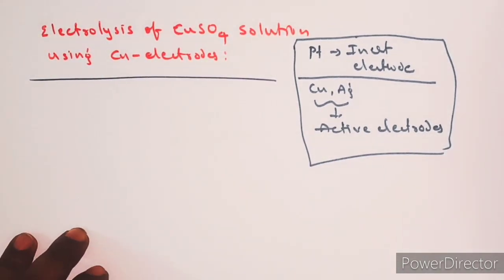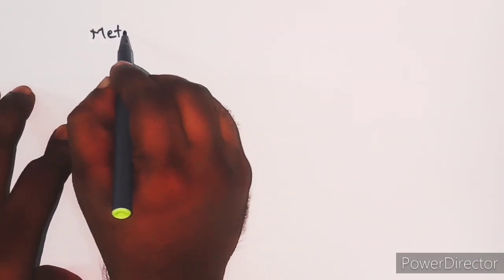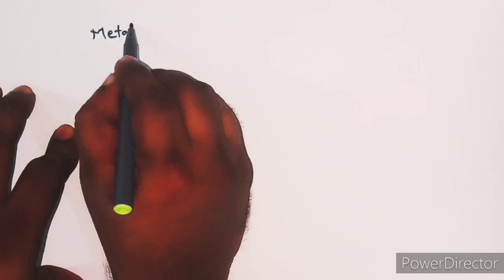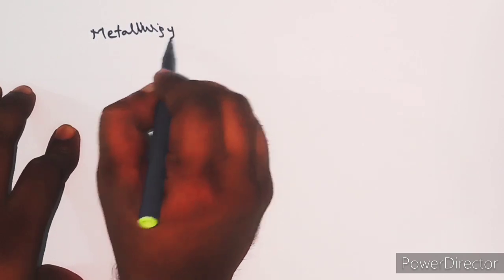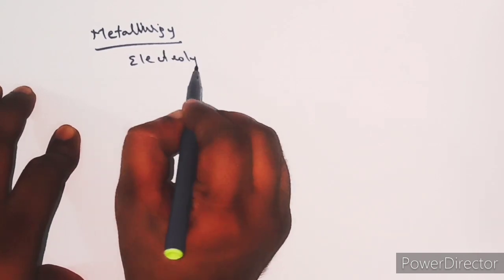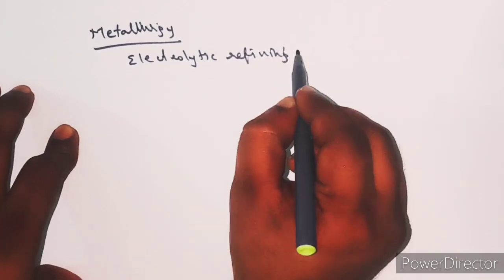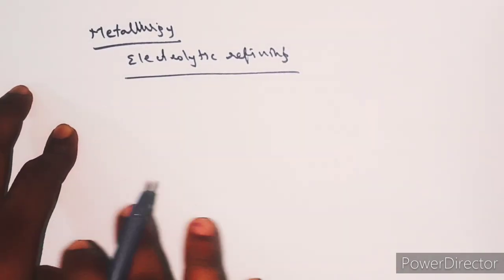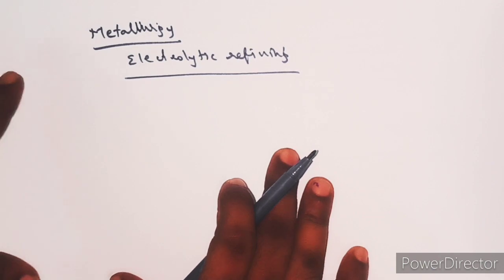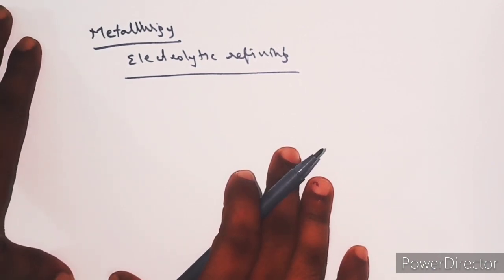The basic thing is that in metallurgy, the electrolysis process is used. In the case of metallurgy, the electrolytic refining technique is there. In the electrolytic refining technique, generally we use this kind of method, the electrolysis process. So let me tell you in detail about this electrolytic refining.